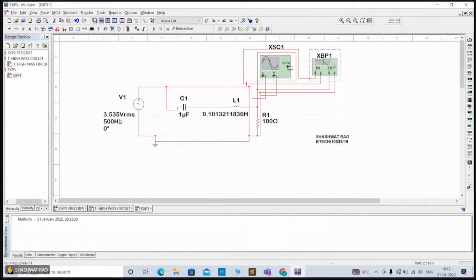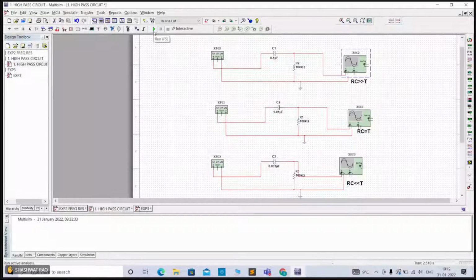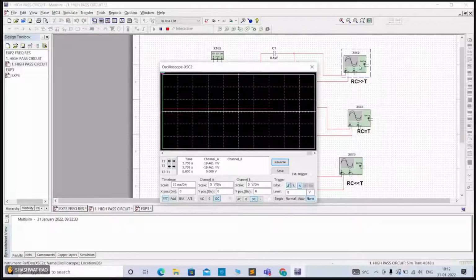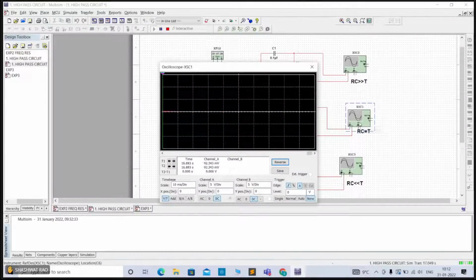Ma'am, experiment 2 was left in my part. Present that also. Yes, ma'am. Ma'am, this is for RC much greater than T. It's just like a wave type, ma'am. For RC equal to T, it was just on the zero line. It didn't move.